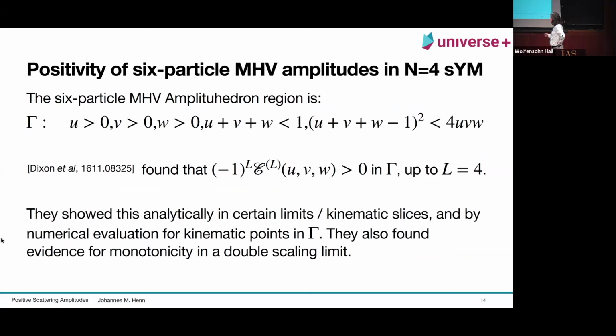What one actually finds to be non-negative is that at each loop order it's either positive or negative, so there's some (-1)^L, which there is. And they prove this either in certain kinematic limits or kinematic slices, and also by numerical integration. I should say that, very interestingly, they also found some evidence for monotonicity in a certain double scaling limit.